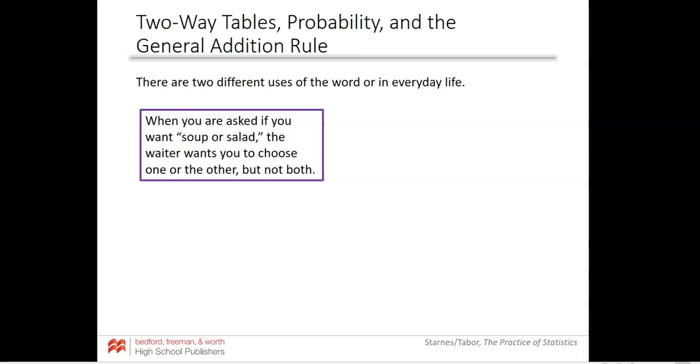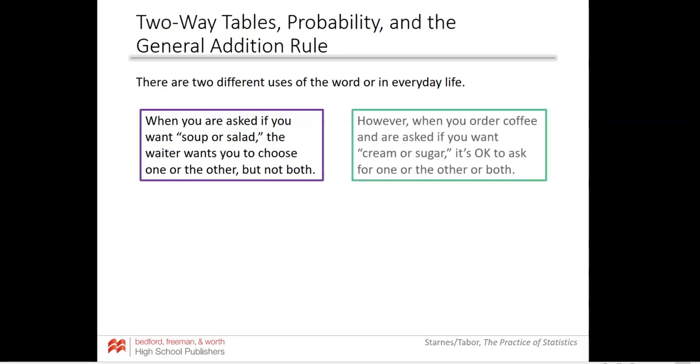Or I say, what do you want to drink? I want orange juice and water, both with ice. I ask for 2 drinks. It's crazy. They give them to me every time.